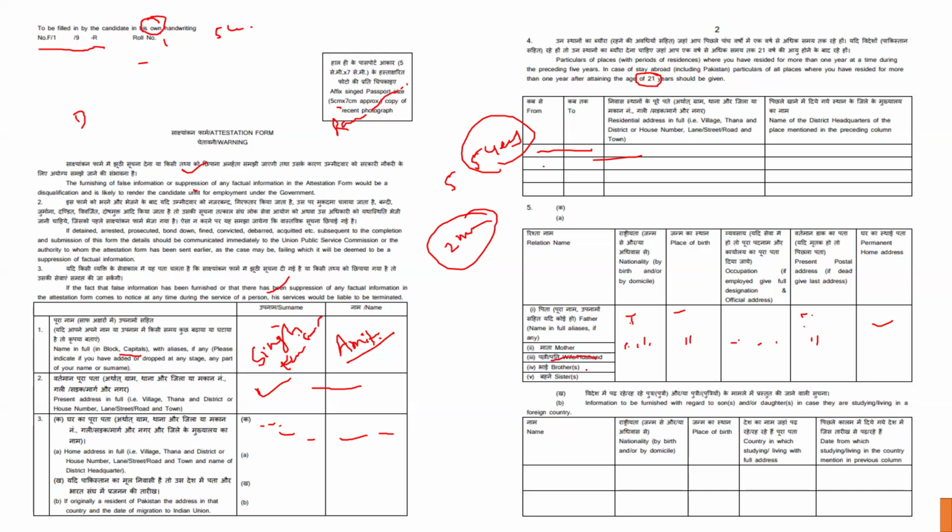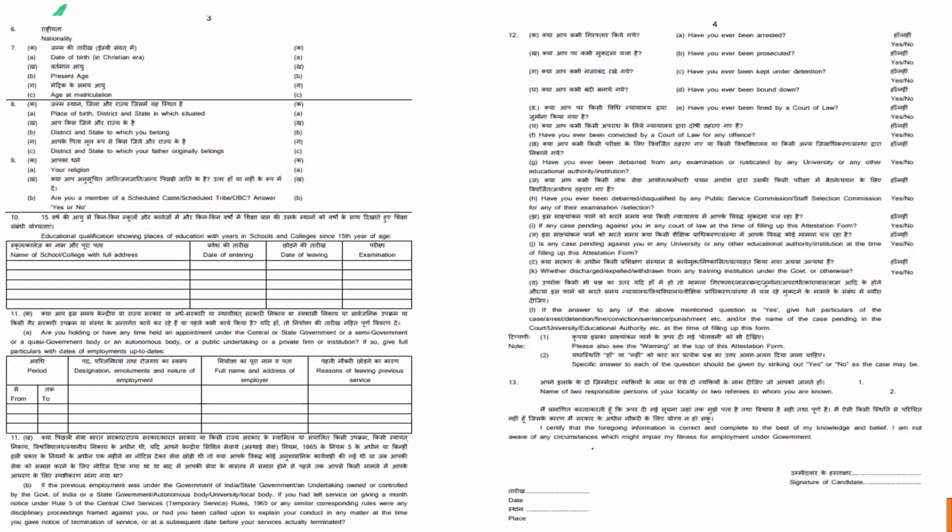Then for example, brother, sister. Now here also, if someone is having two brothers, three brothers, four brothers, there are people now, or two sisters, three sisters, or something, whatever is there, you can write in a small font. Okay. Then information to be furnished with regard to sons and or daughters in case they are studying in a foreign country. Obviously, it is not required. So for you, generally, it is not required. Actually, for senior level, it is required.